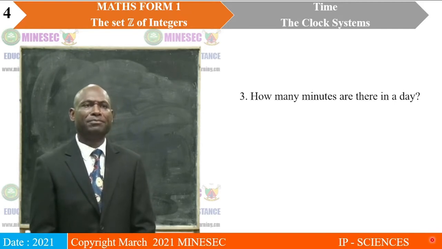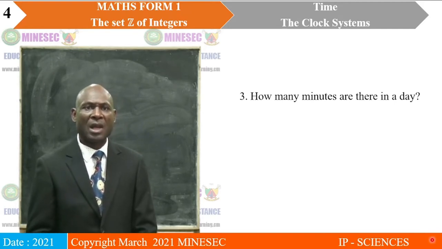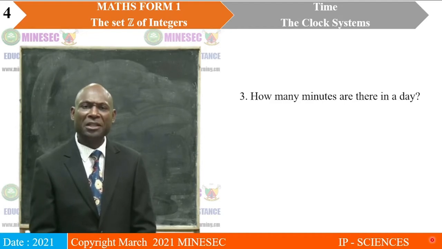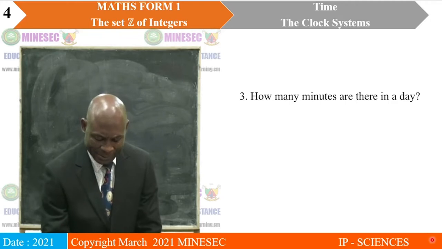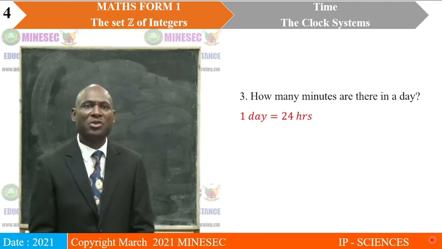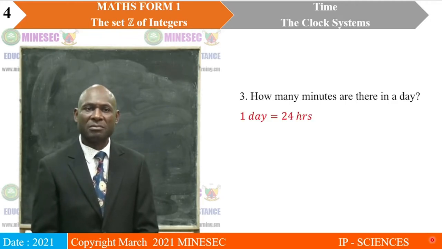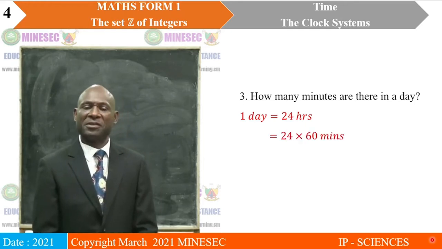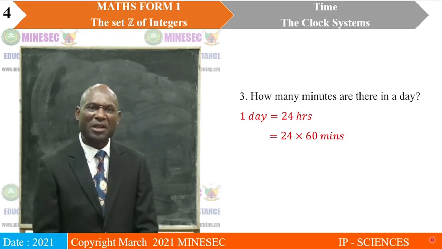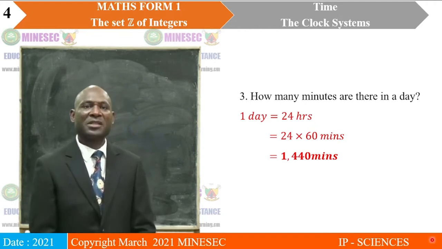Question number 3. How many minutes are there in a day? In our previous lesson, we saw that in 1 day, there are 24 hours. In 1 hour, there are 60 minutes. So 1 day is 24 hours, which is 24 times 60 minutes, which gives us 1,440 minutes in a day.